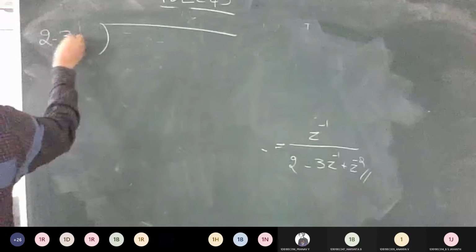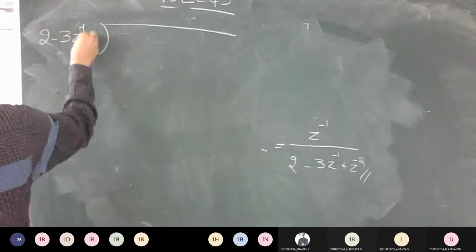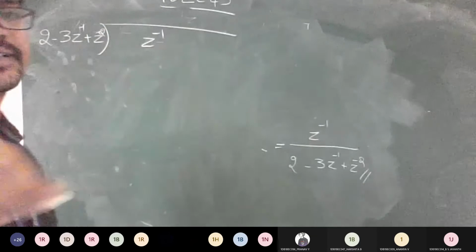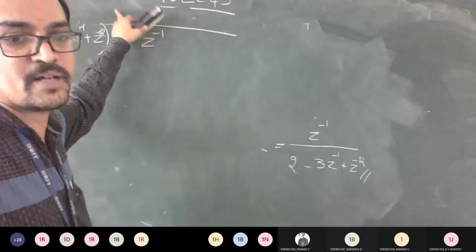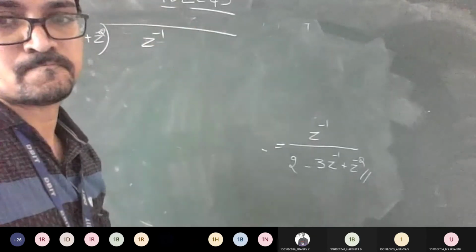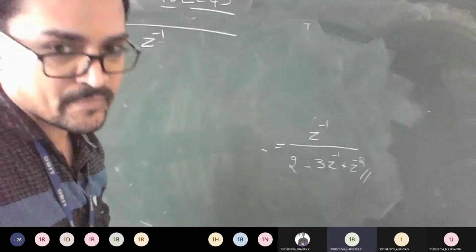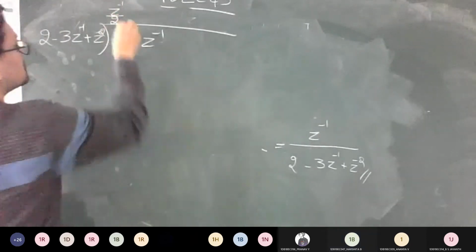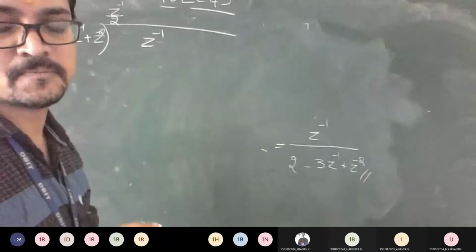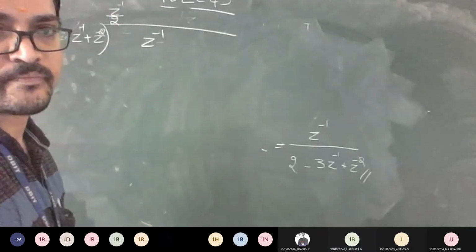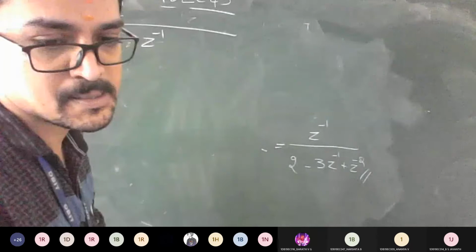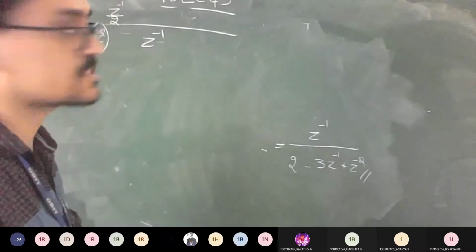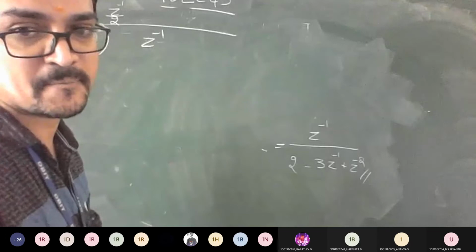Two minus 3 z raised to minus 1 plus z minus 2, and z inverse is here. Okay. Now tell me what value I should give here. Z inverse by 2. Z inverse by 2. Correct? Everyone agree? 3 by 4 z inverse. Pardon? No, first term, yes sir, z inverse by 2. What you're telling is the next one. Correct, Nayar?